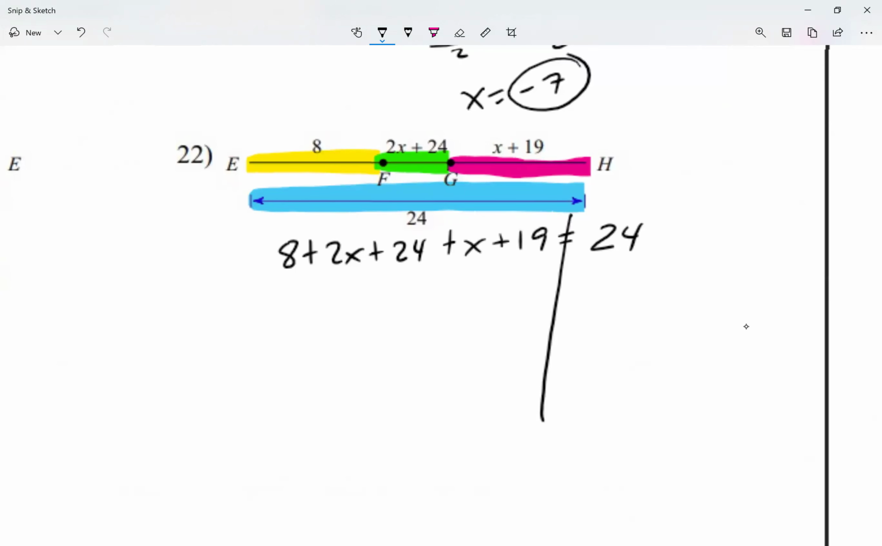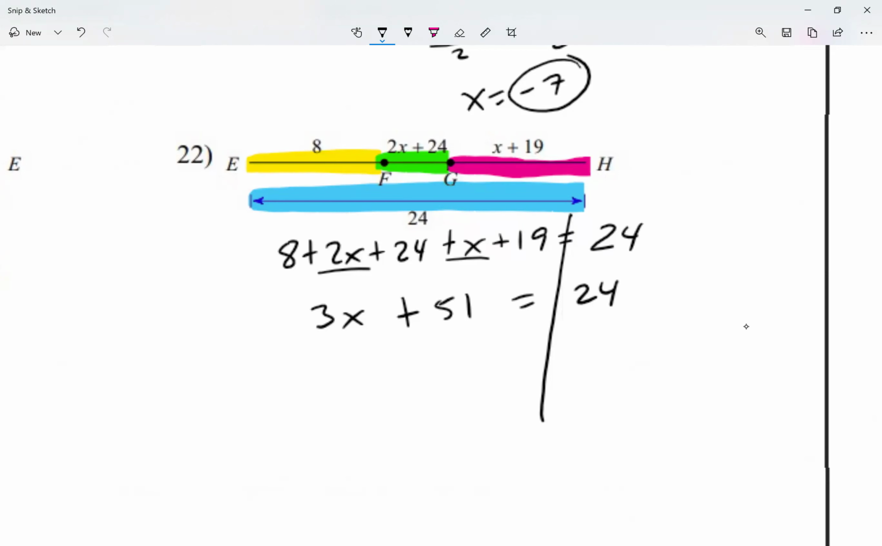Let me separate my sides through the equal sign. Then I get that 2x plus 1x. So I'm going to call that 3x. And then I also have 8 plus 24 plus 19. Use a calculator if you need to. 8 plus 24 plus 19. I'm going to call that 51. And then this is all equal to 24.